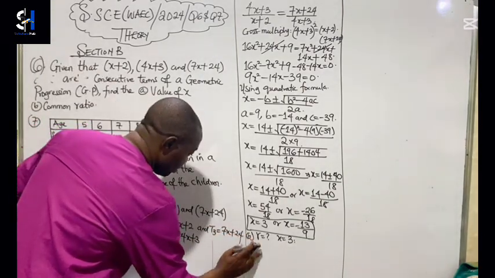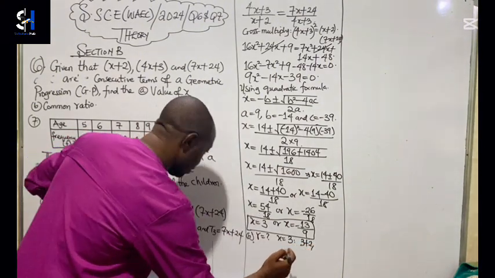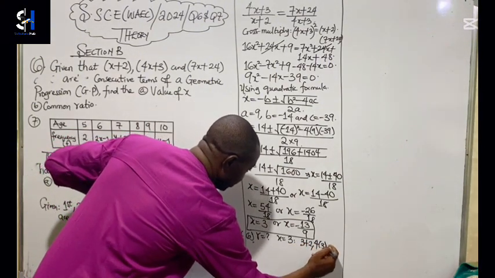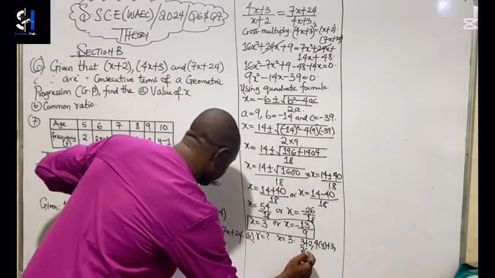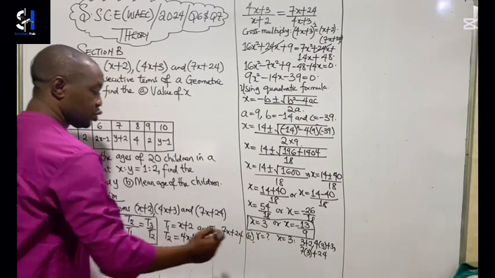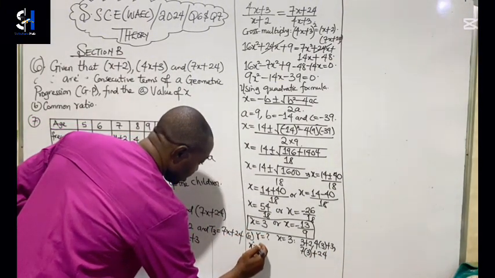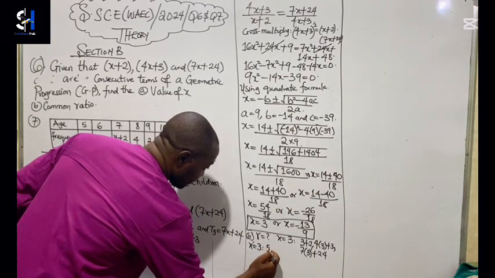So we have 3 plus 2, then 4 times 3 plus 3, then lastly 7 times 3 plus 24. So that will be at x equals 3. We have this is 5.